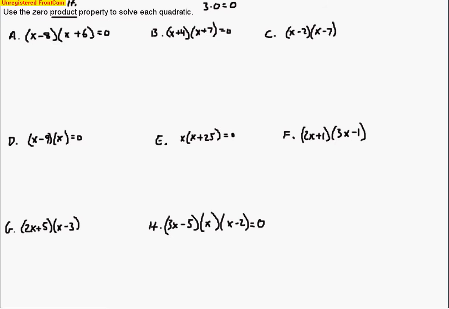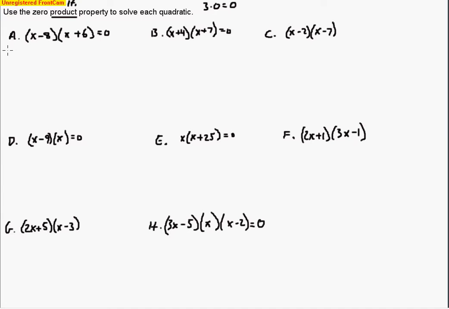Here we have two different products, two different factors, and we're multiplying these factors, and they equal 0. Well, we're going to end up coming up with two different answers. Because if this value of x made this factor 0, it doesn't matter what this other number is. If this is 0, we're going to end up multiplying by another number, and it's always going to equal 0.